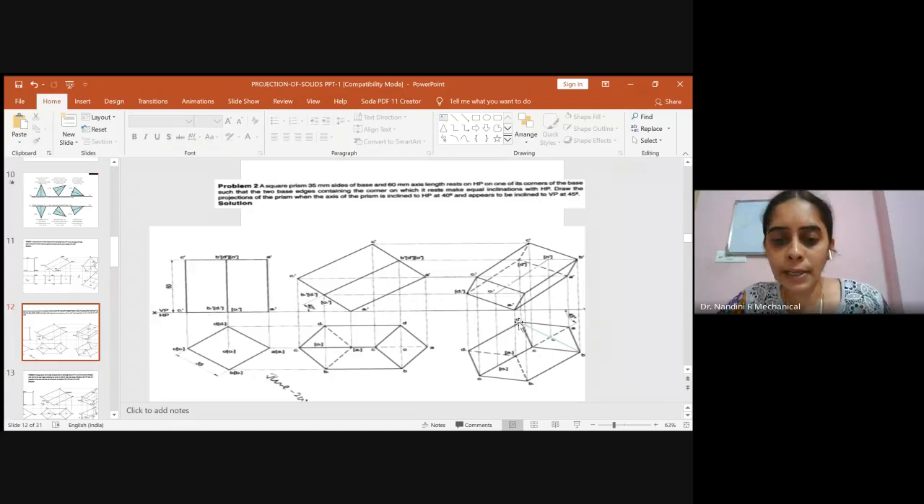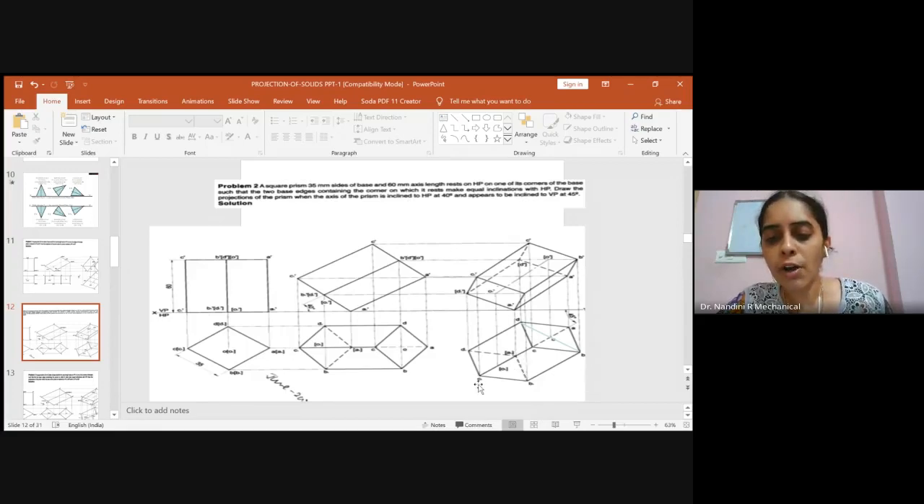From D to D1, please measure the distance. Keep one end of the compass here and cut an arc. Similarly, from B to B1, measure the distance. Keep one end of the compass here. You have projected this line already. On this line, just cut an arc. So we will get the corners D1 and B1. A1 is marked already.